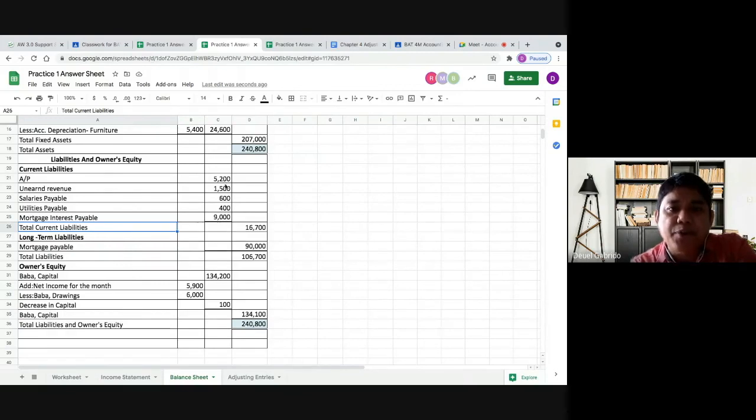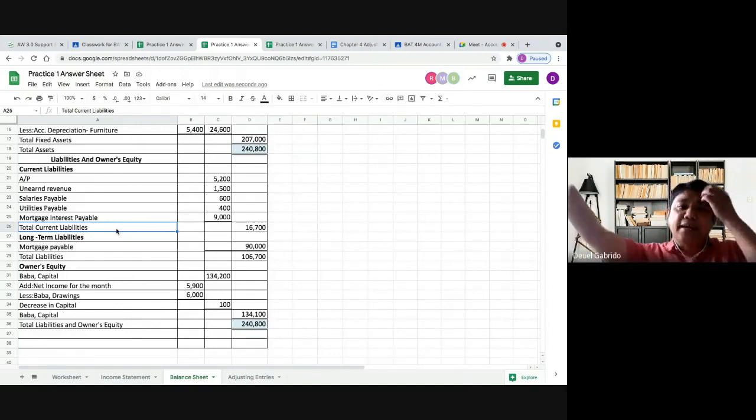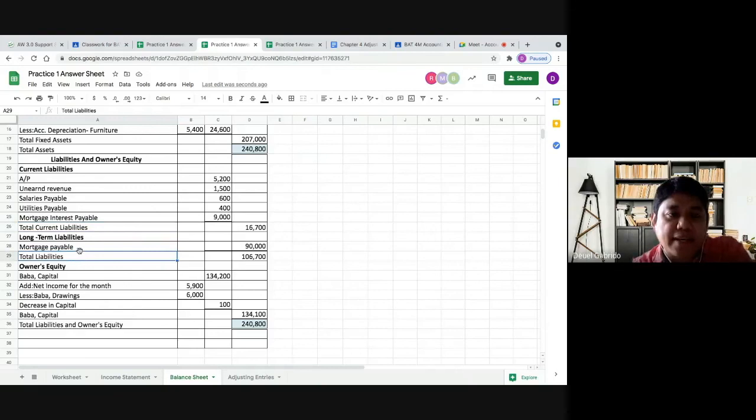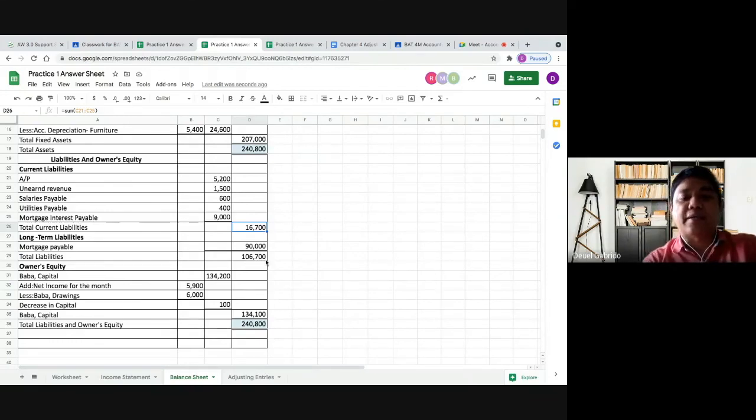So 5,200 plus 1,500 up to 9,000, the sum is 16,700. That's your total current liabilities. Now, what about the long term? Long-term liabilities, we only have one. I think it's only the mortgage, right? More than 1 year. So we have 90,000 here. And then if we add the current liabilities, which is 16,700, plus the total long-term, $90,000, the sum is 106,700. They are your total liabilities.